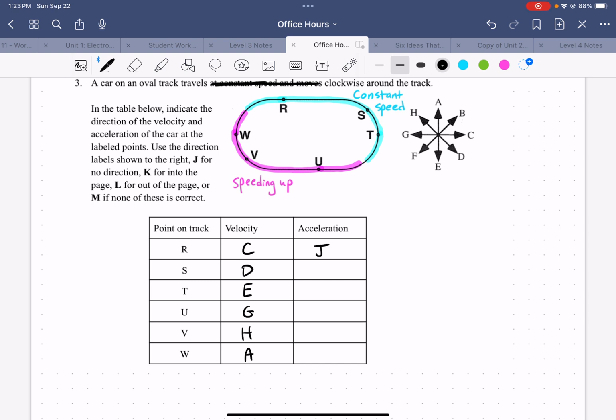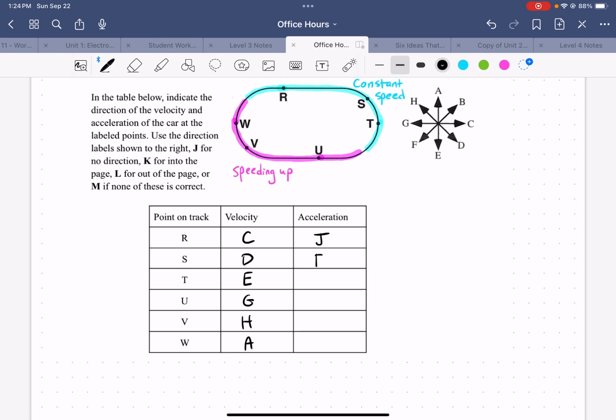Similarly, at point T, the car is in the process of changing direction, so there's going to be an acceleration with a component perpendicular to the velocity, but again, there's going to be no component parallel to the velocity because the speed is constant. So the direction of the acceleration at point T would be G.